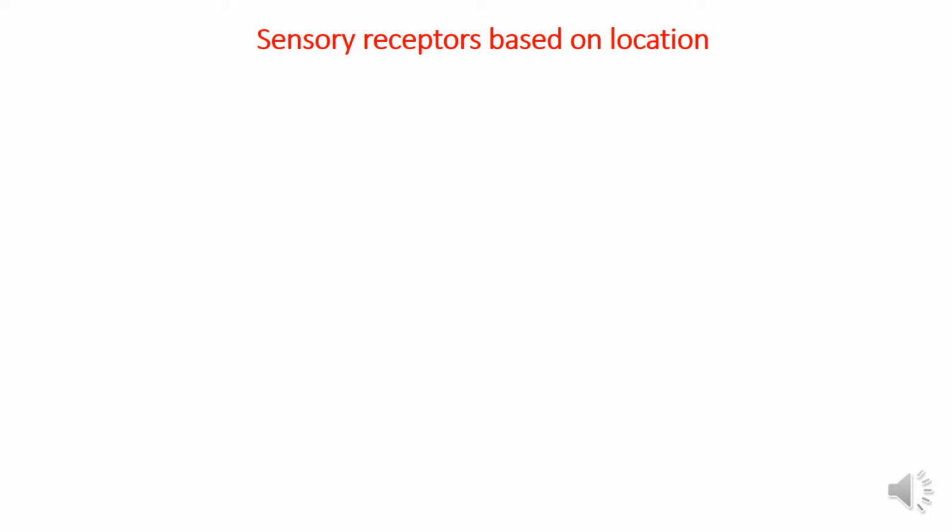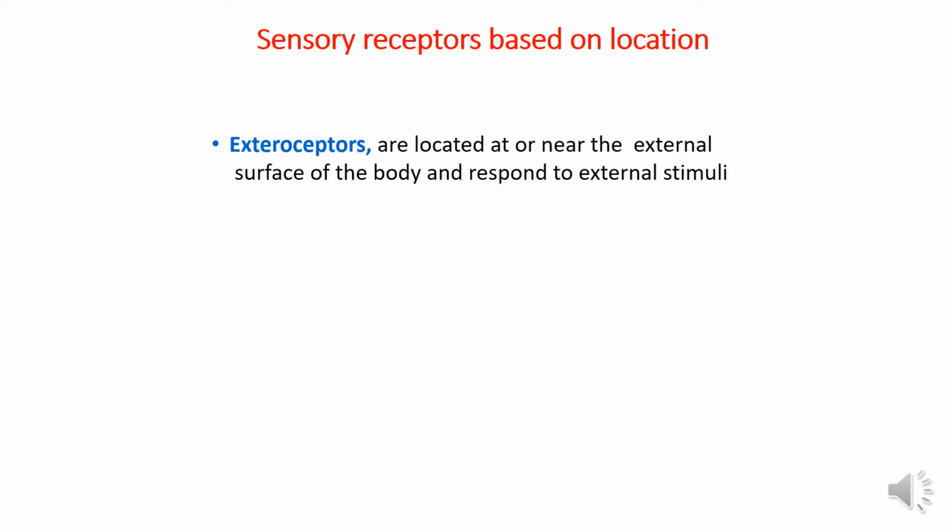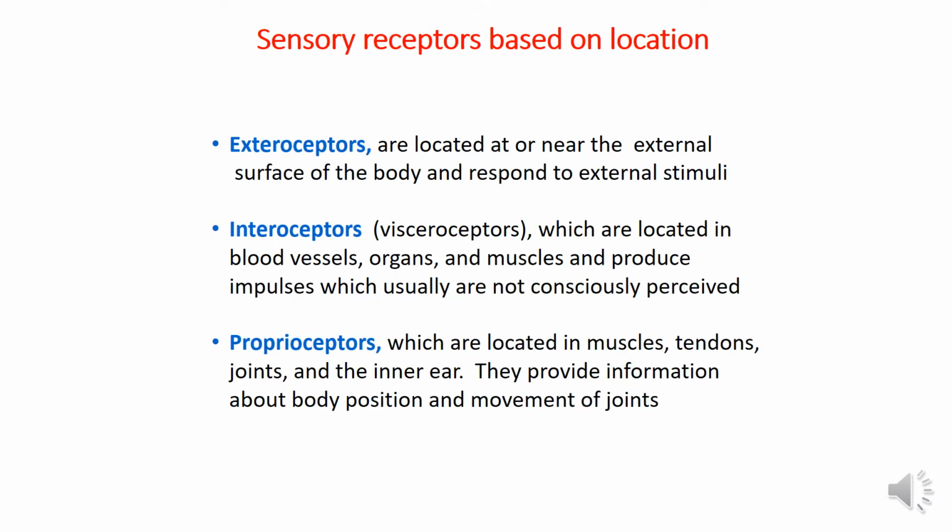Classification of the sensory receptors according to their location. We classify the receptors according to their location into exteroceptors, interoceptors, and proprioceptors. Exteroceptors are located at or near the external surface of the body, and they respond to changes in the external environment.